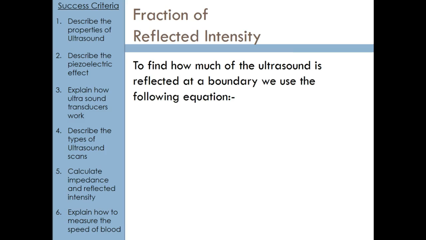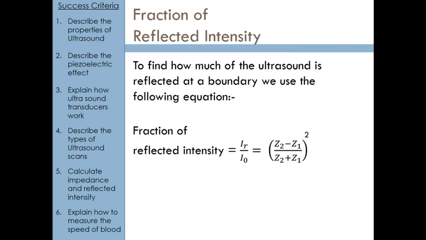So at every boundary, I said that some ultrasound is reflected and some is transmitted. Now, obviously, we need some to be reflected at boundaries so we can see what's happening, but we need some to keep going so that we can look inside the body. So if I want to find the fraction of reflected intensity, so the intensity that's reflected divided by the intensity that I put in, so how much actually goes through a boundary, I do Z2 minus Z1 over Z2 plus Z1, squared.